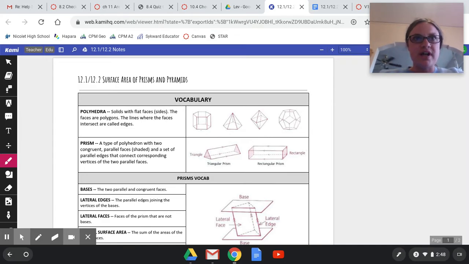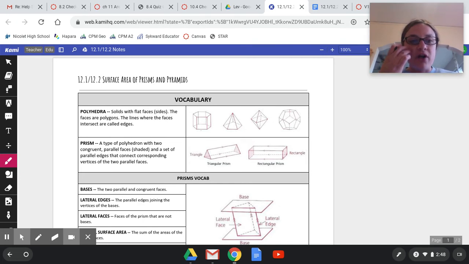Today we are going to start our unit talking about three-dimensional solids. Specifically, we are going to start by talking about surface area of prisms and pyramids. A couple things that you'll want to have in front of you: first of all, your calculator, as always, and then in a separate tab, you might want to have open the 12.1, 12.2 notes, just so that you can look at those and read some definitions on your own screen as you need to zoom in.